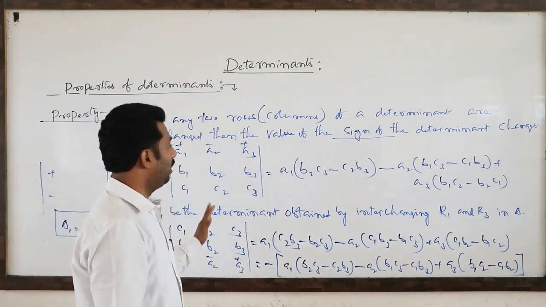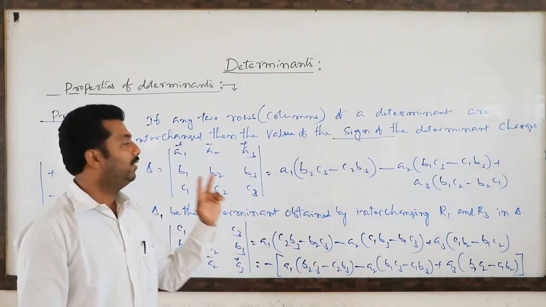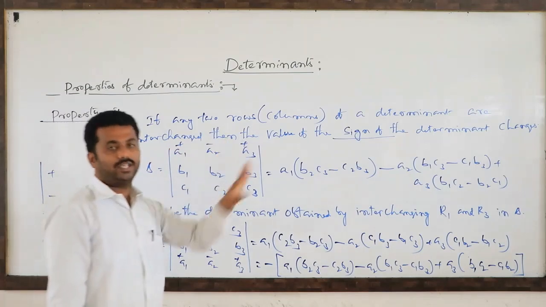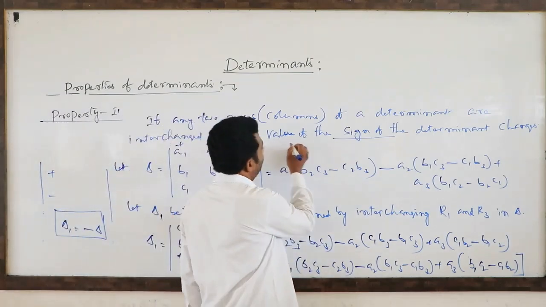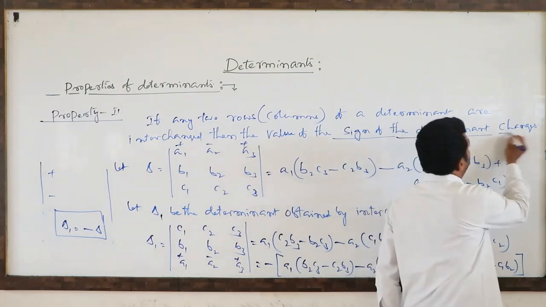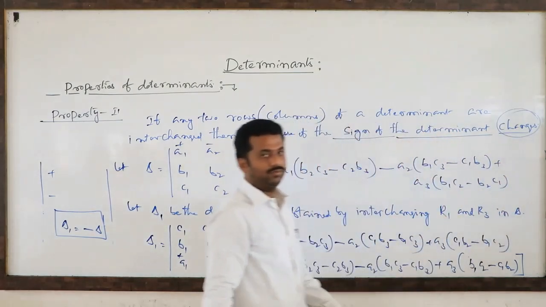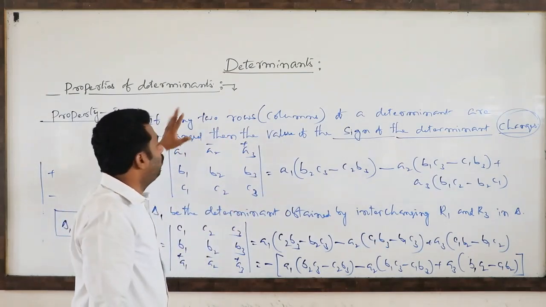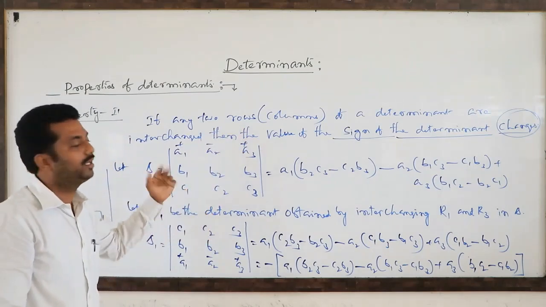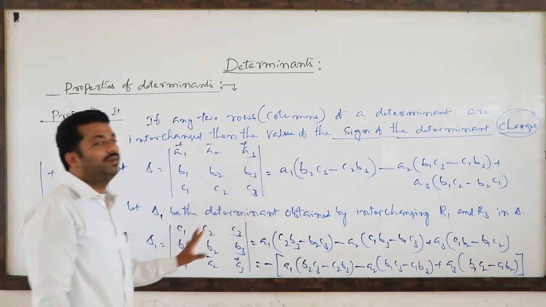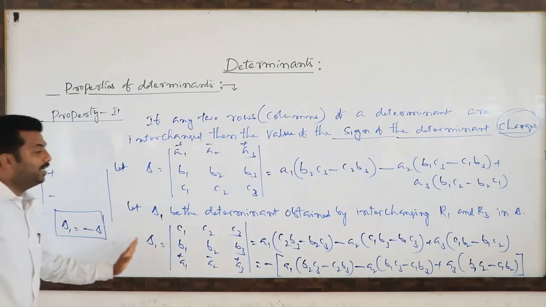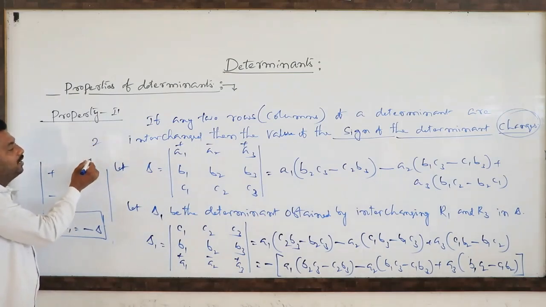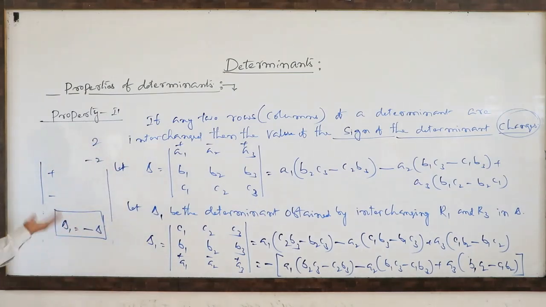Whenever two rows or two columns are interchanged, not only rows, if you interchange any two columns, the sign of the value of the determinant changes. In the previous property, the value was unchanged when both rows and columns were interchanged. In this property, only two rows or two columns are interchanged, and then the sign of the determinant changes. Suppose previously plus 2 is there; after interchanging any two rows or two columns, minus 2 will come.